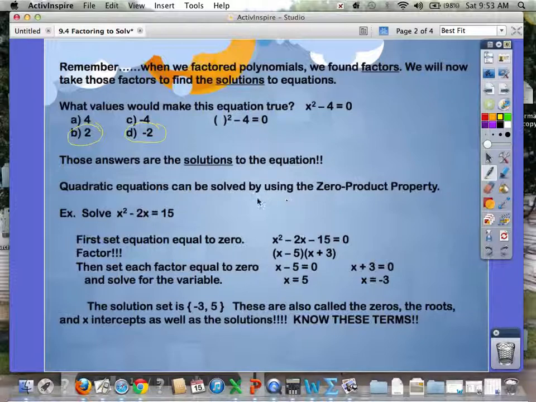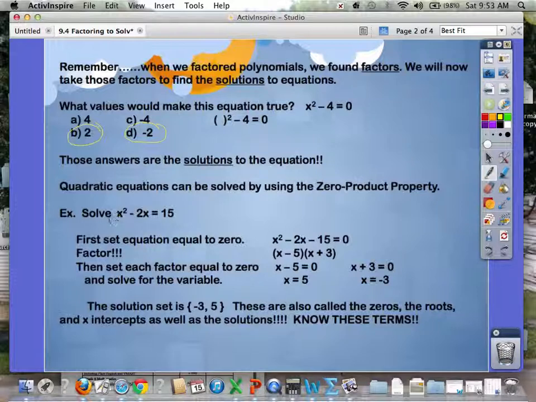Quadratic equations can be solved by using the zero product property. So what we'll do is we're going to be given an equation. It's going to say solve. That means we're going to have answers this time. And anytime you have a parabola, which is that quadratic shape, most likely you're going to have two answers.